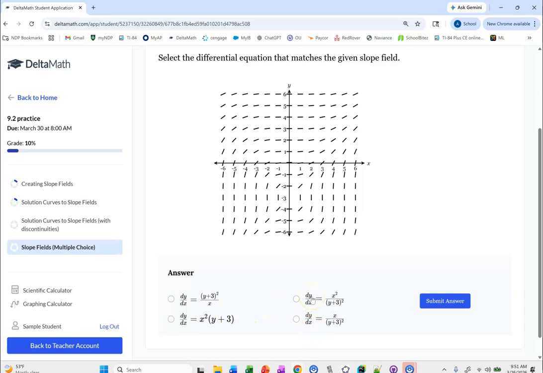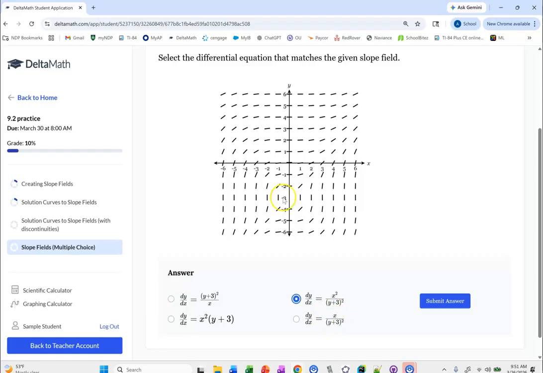Everybody agree? If I compare these, this one is something squared on top and something squared on bottom, which tells me the slope here always must be positive. So let me look at the slopes up here, and if I see any negative slope, I know it's done for. All of these slopes look like they're positive, right? Everywhere the slope field is. So that's the one I'm going to want.